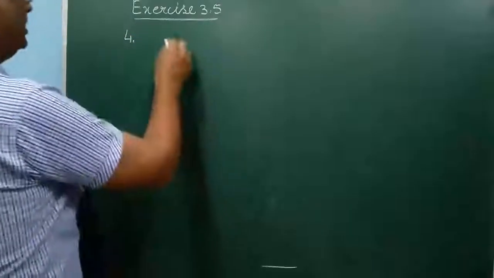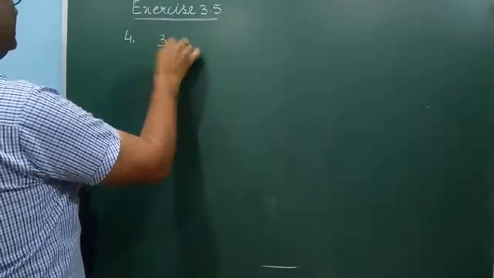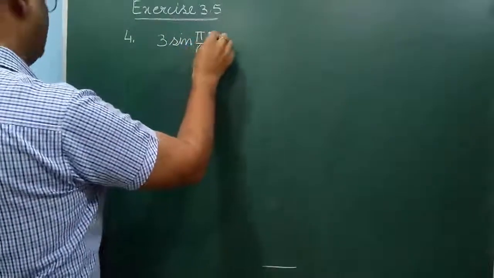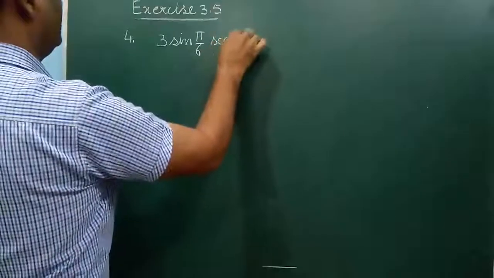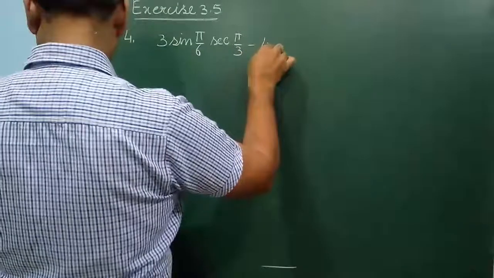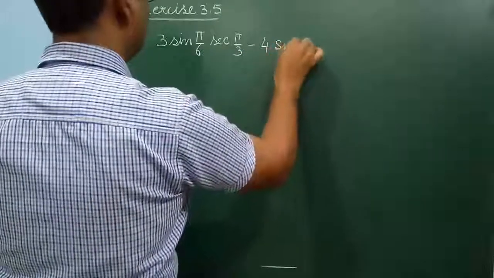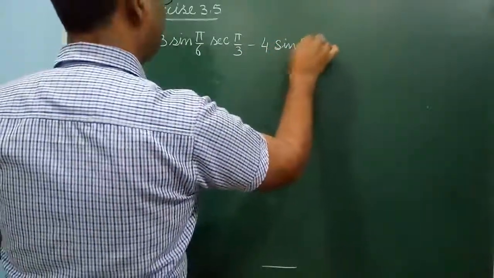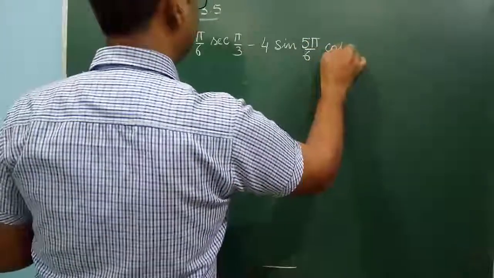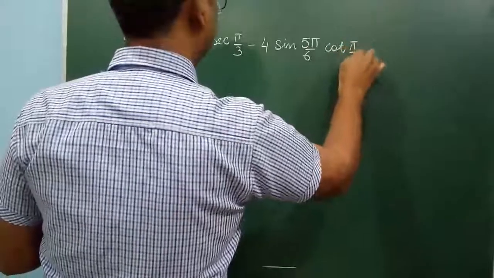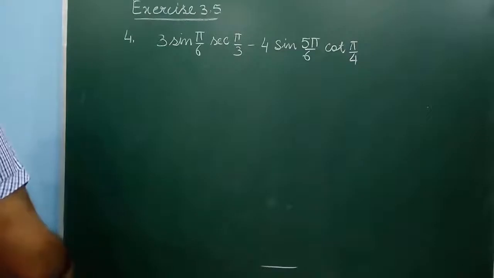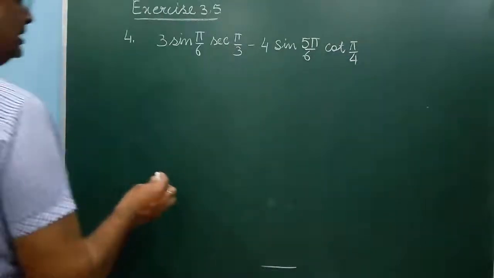The fourth question is 3 sine pi by 6 sec pi by 3 minus 4 sine 5 pi by 6 cot pi by 4. We have to find the value of this expression.